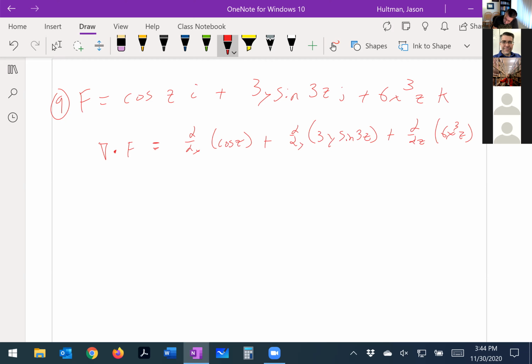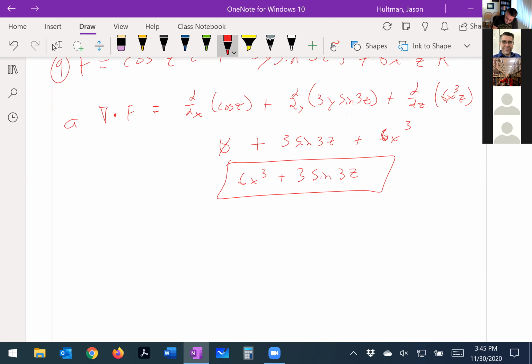Well, there is nothing in terms of x. There is no x variable in the first one here, so that's just going to be 0. The second one, there is a y, and so everything else is treated as a constant. So this just becomes 3 sine 3z. Plus this with respect to z, there's a z, so everything else is a constant. So that just becomes 6x cubed. And so this is it. This is just 6x cubed plus 3 sine 3z. Okay, so that's part A.